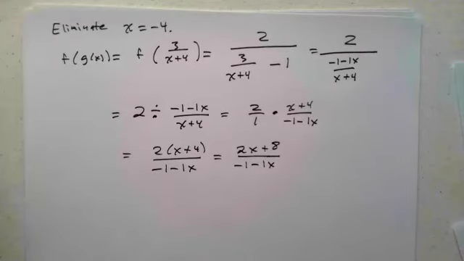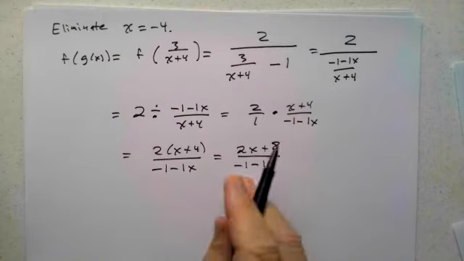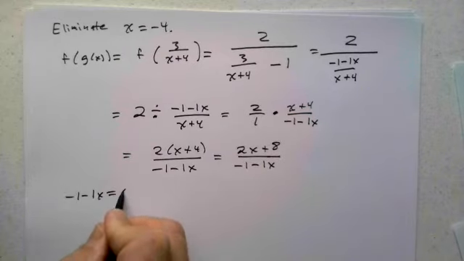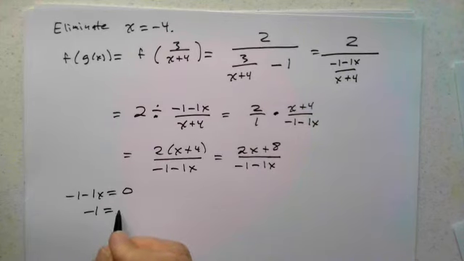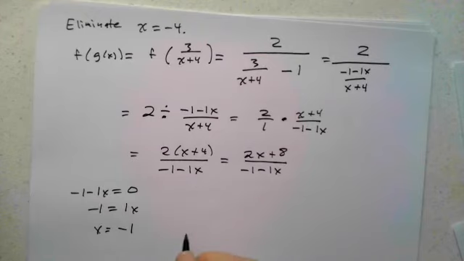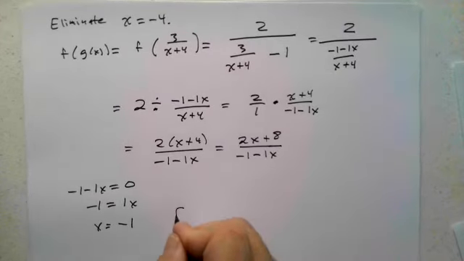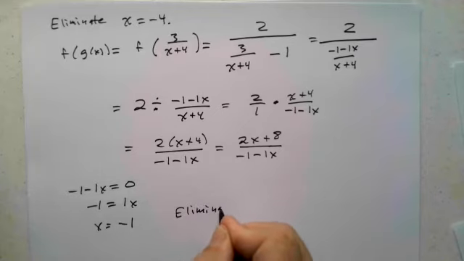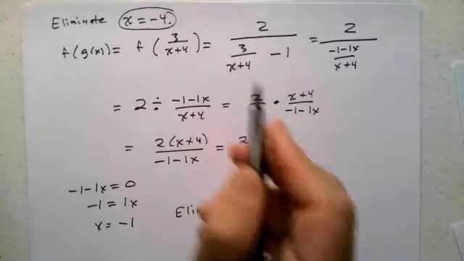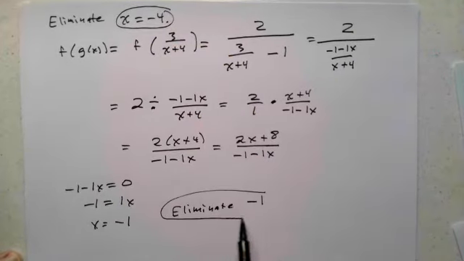But again, we have to think about how this is behaving. I cannot have a 0 in the denominator. You know, we already eliminated negative 4. So I need to figure out the domain here as well. So I have to determine, when does negative 1 minus 1x equal 0? That's when negative 1 equals 1x. That's when x equals negative 1. So I've got to eliminate negative 1 as well. So negative 4 is eliminated and negative 1 is eliminated.